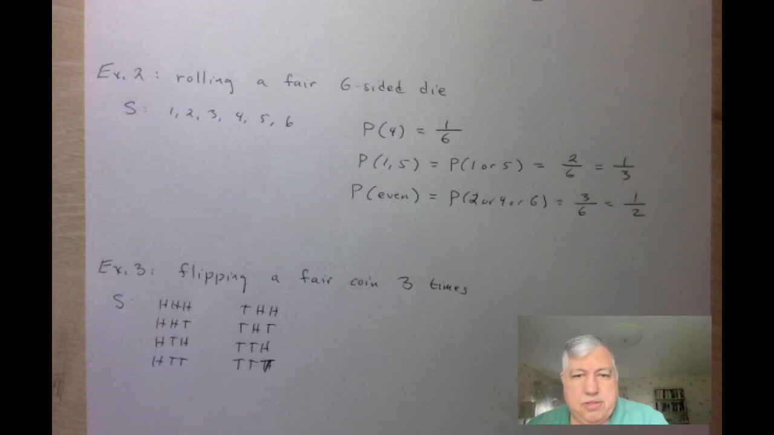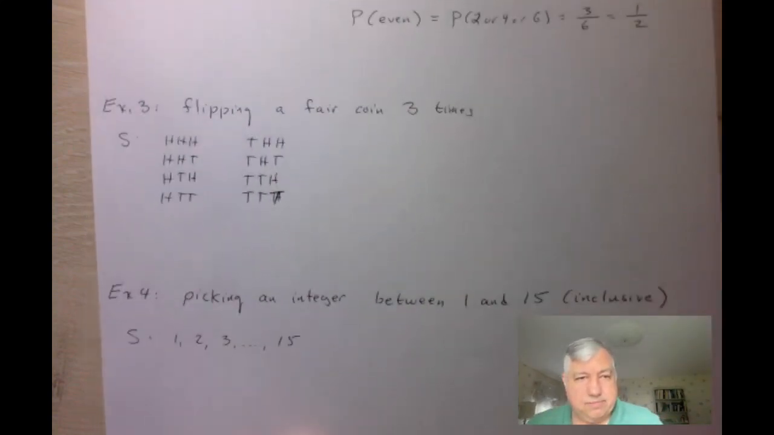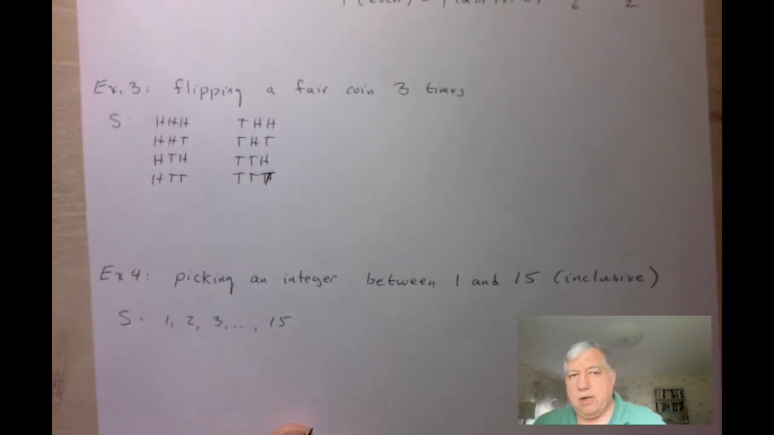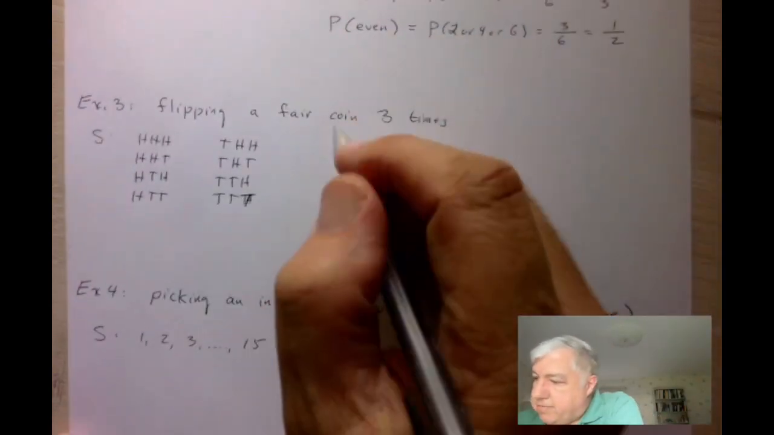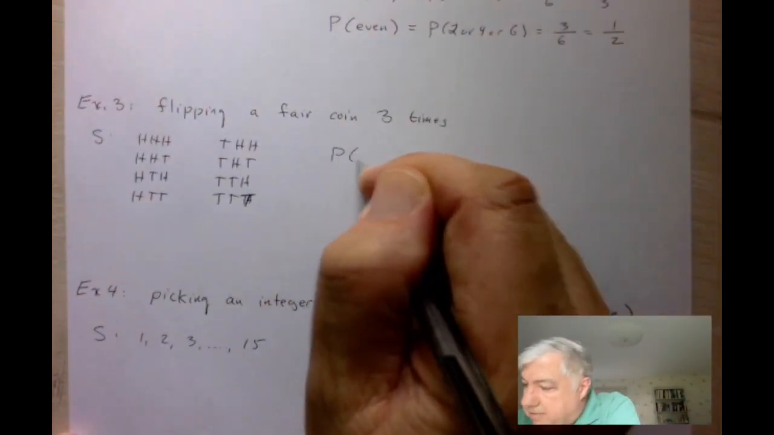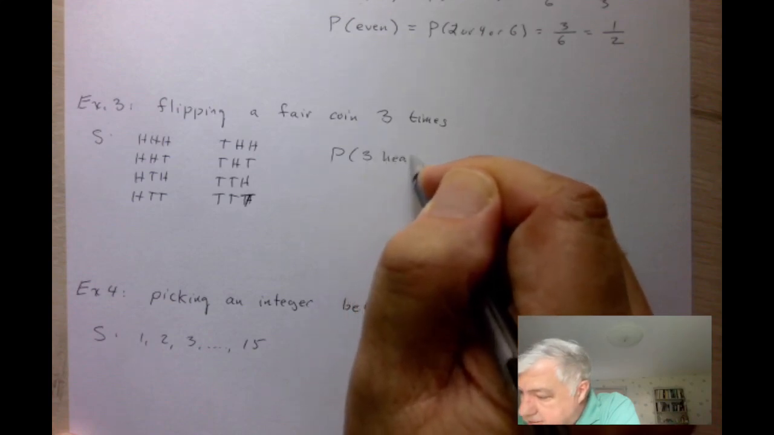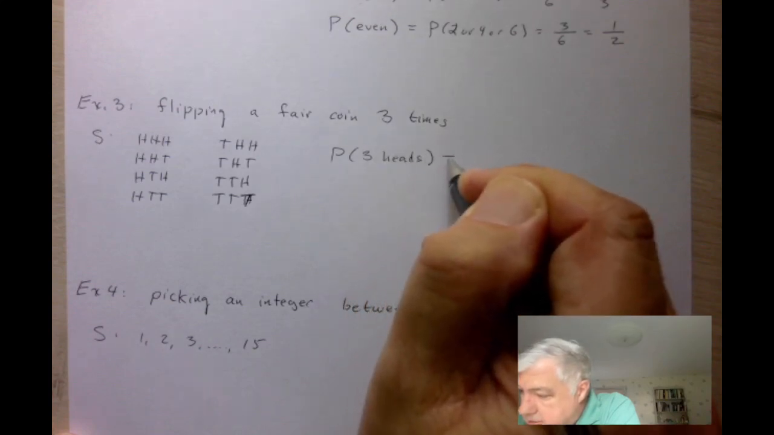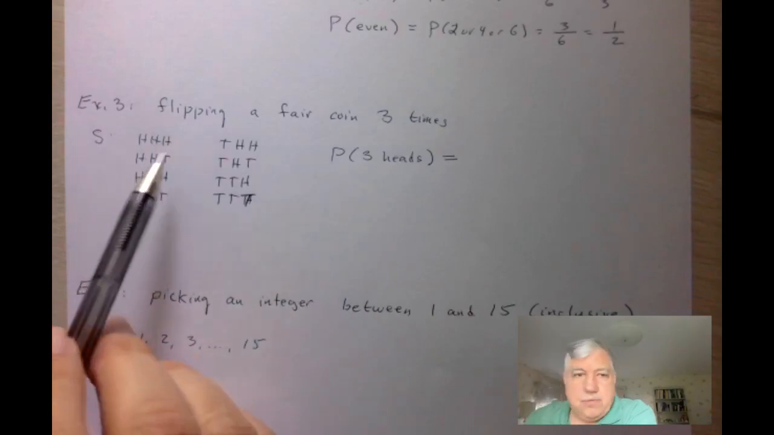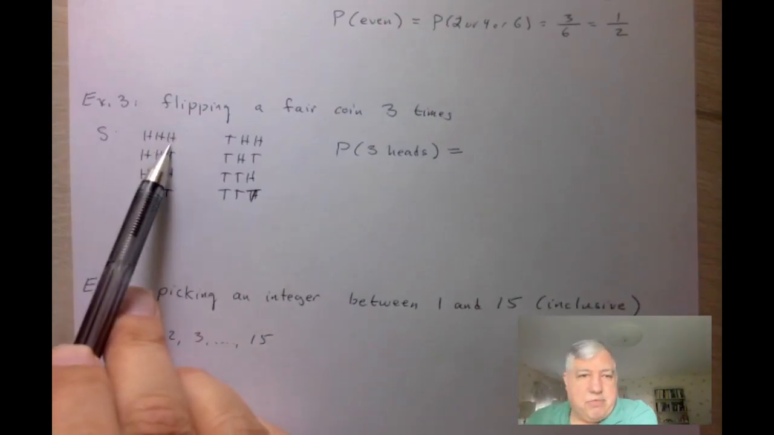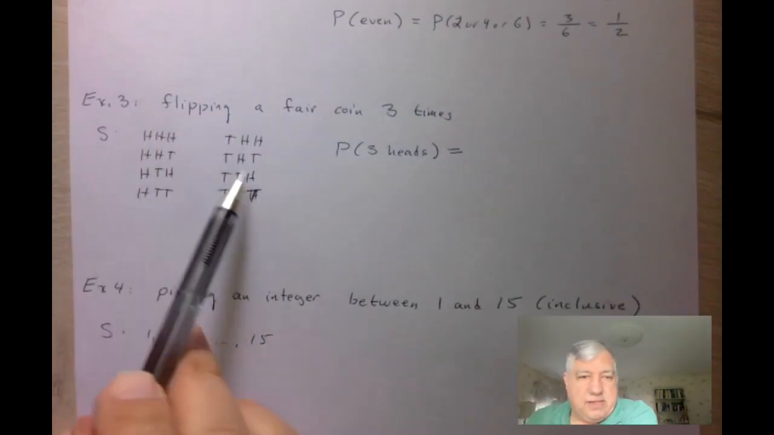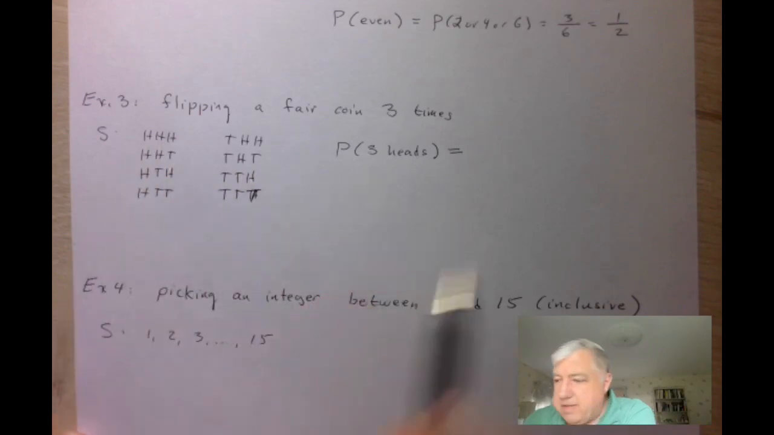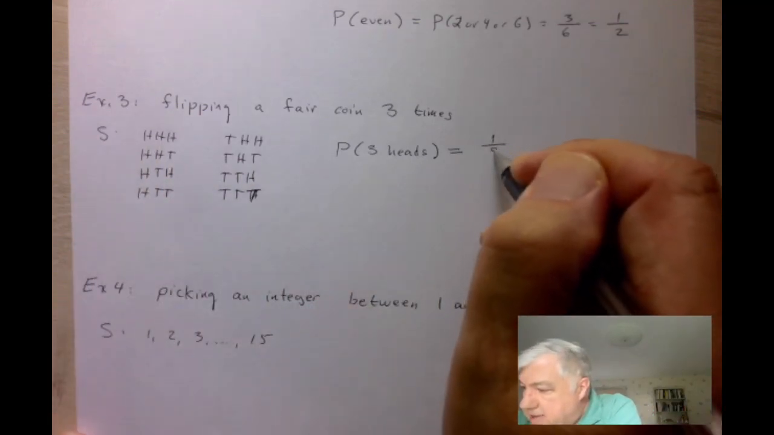And similarly, you can see the probability of rolling an odd number. That would be 1/2 as well. Let's say flipping a fair coin 3 times. What's the probability of 3 heads? Well, there's only one outcome where we get 3 heads. So we have 1 out of 8 outcomes that satisfy this. So this would be 1/8.